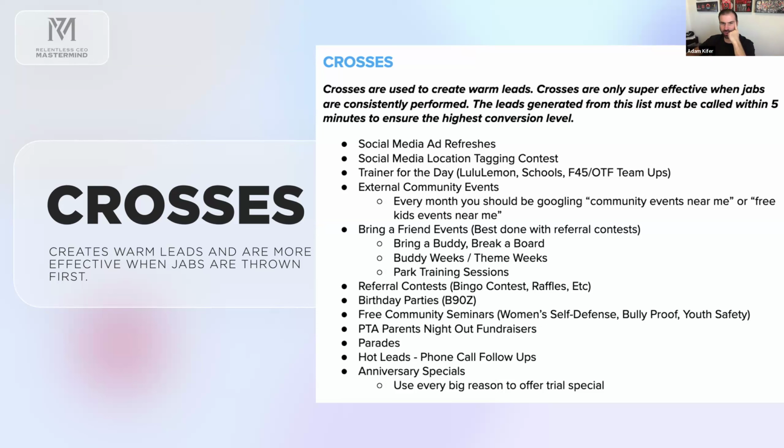We've done those before. External community events, we talked about this every month. You should be Googling community events near me and then reaching out to those people. I don't think there's really better marketing, and this is coming from someone that owns a digital marketing agency, than being out in your community. I still think it's the best form of marketing.